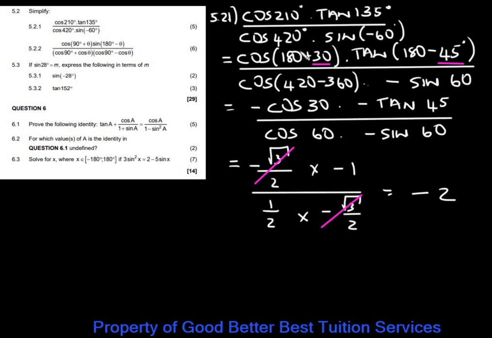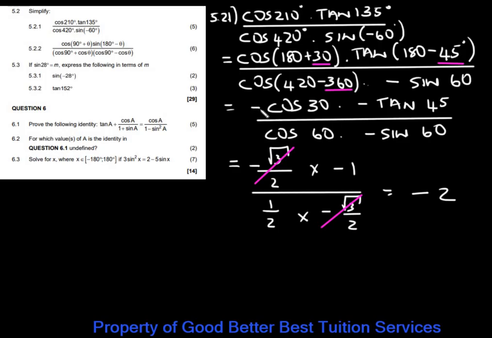420 degrees, that is bigger than a revolution. And what do we normally do in a case like this? We subtract the revolution, and the revolution is 360 degrees. And we have sine of negative 60, which is in the fourth quadrant, and it simplifies to negative sine of 60 degrees. And all we're going to do now is simplify further.